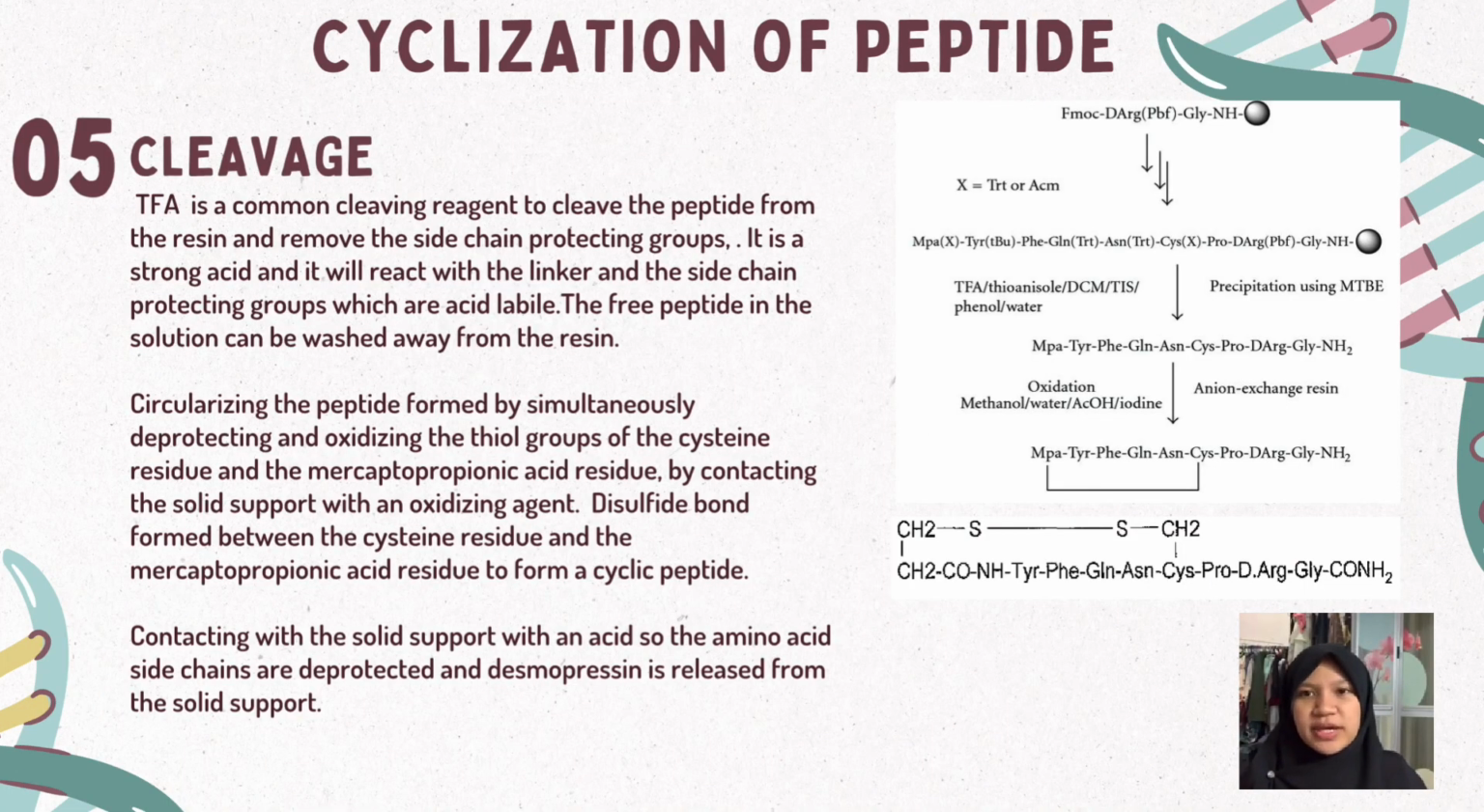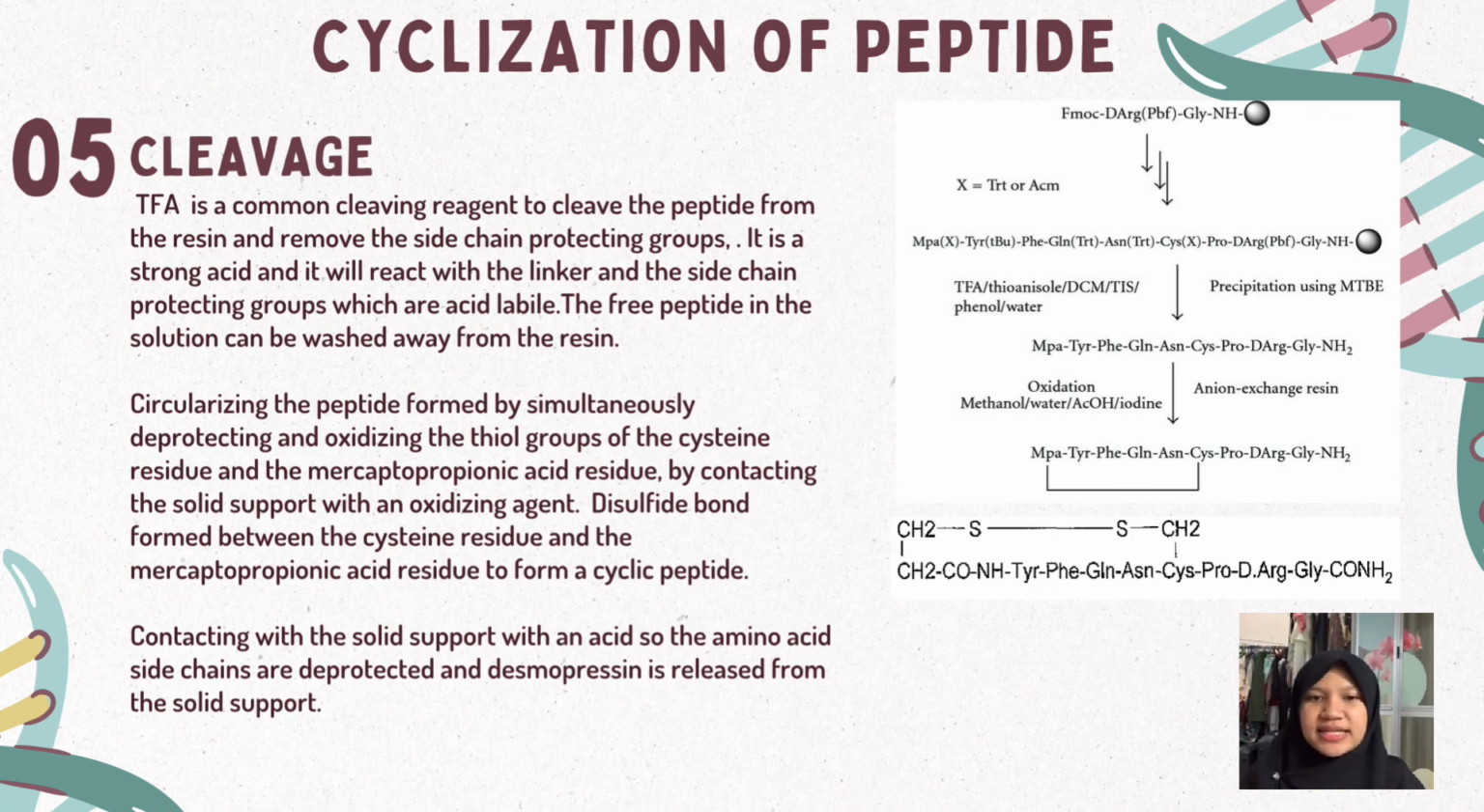So we come to the final part, which is cleavage and cyclization of the peptide. TFA is a common cleaving reagent to cleave the peptide from the resin and remove the side chain protecting groups. TFA is known as a strong acid and it will react with the linker and the side chain protecting groups, which are acid labile. The free peptide in the solution can be washed away from the resin.